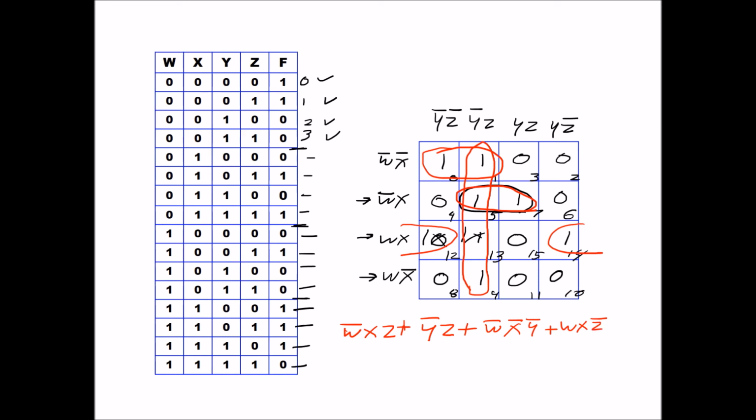Now, if you do this correctly, you will end up with the simplest possible Boolean expression. There is no way to simplify this further. All right, one more example.